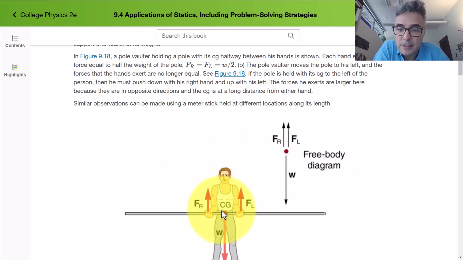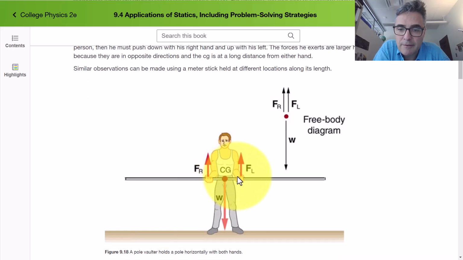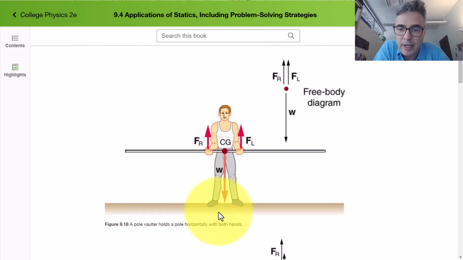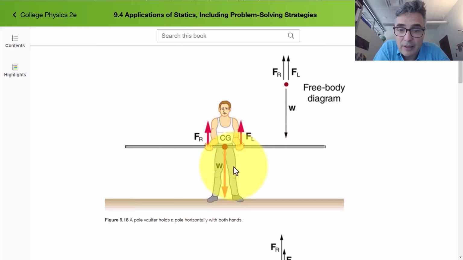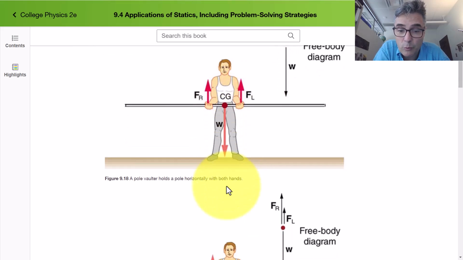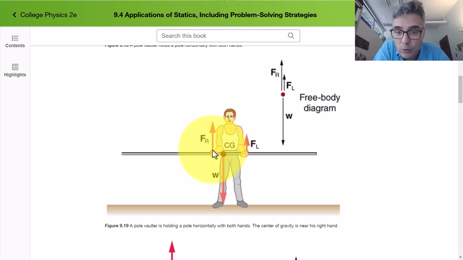So they talk about this guy supporting a barbell from different places. If everything's symmetric here, it's pretty simple that Fr equals Fl, and they're both half the weight. But what if he's holding it at two different positions here? So you now want the net torque to be 0.